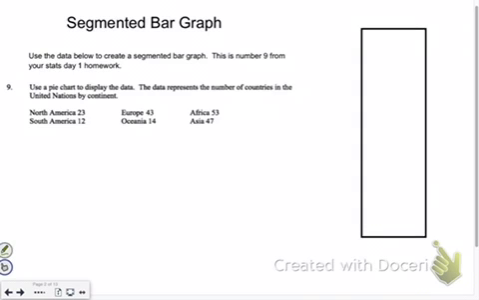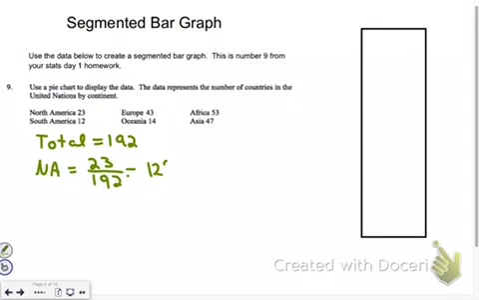The first step is to find the total number of countries that are in the United Nations. And when you add up all these values, you end up with 192. Then I need to find the percent that each continent has in the United Nations. For example, for North America, I would take 23 and divide it by 192. When I do that, I end up with 12%.